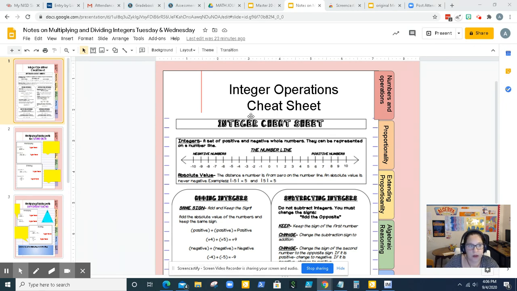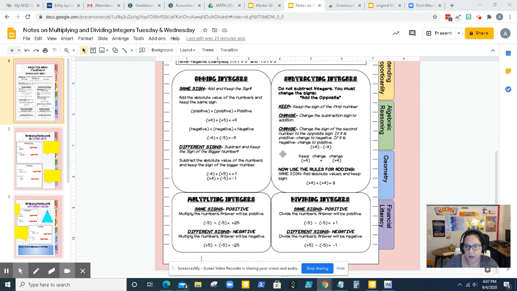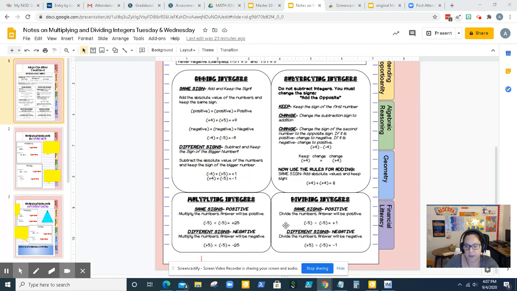In your interactive journal, you should have a cheat sheet. Make sure that you zoom so you can see it a little bit better. Since we're doing multiplying and dividing, it's on the bottom part. These are the rules, the things to go by.